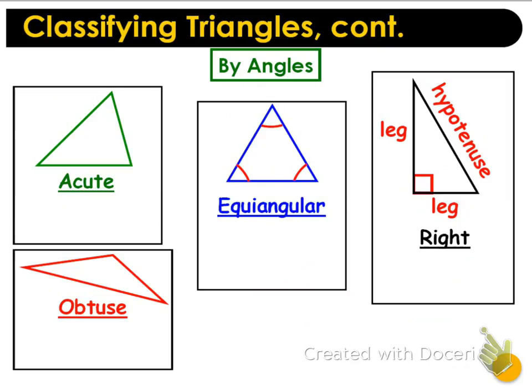If we wanted to classify it by its angles, acute, all of the angles should be smaller than 90. Obtuse, we have one angle being bigger than 90. Equal angular, it says equal in it and angle in it, so all of our angles should be the same. A right triangle should have a right angle in it with its two legs and a hypotenuse.